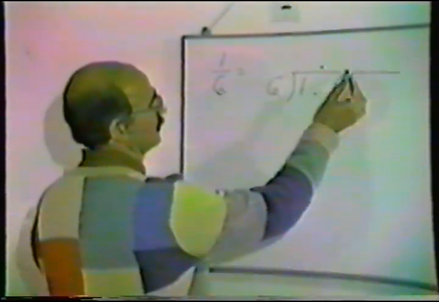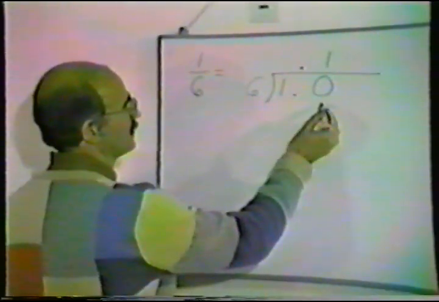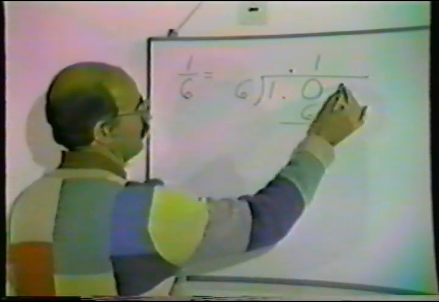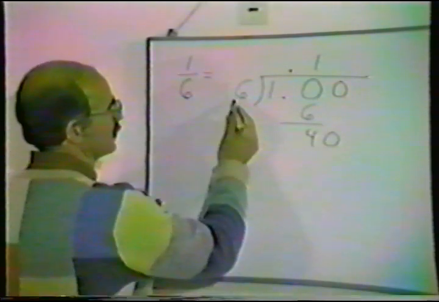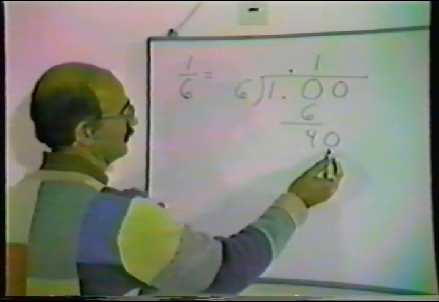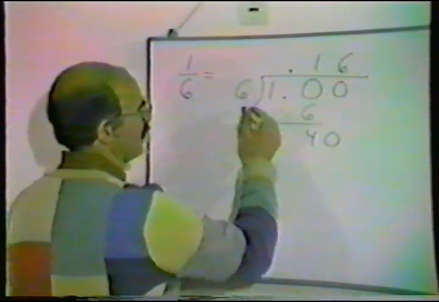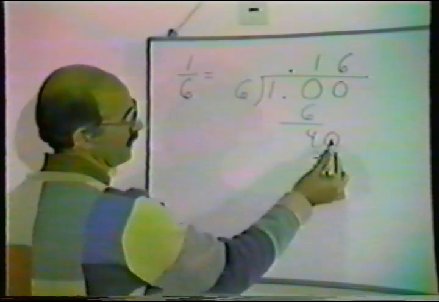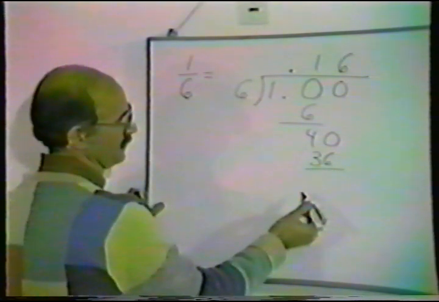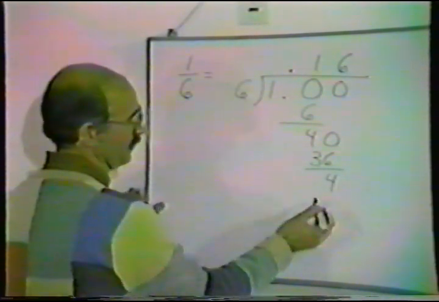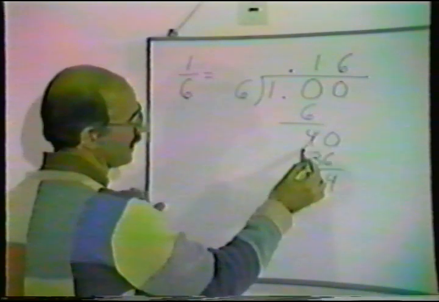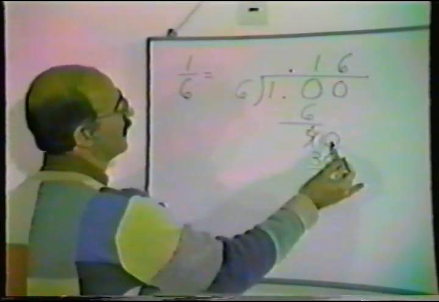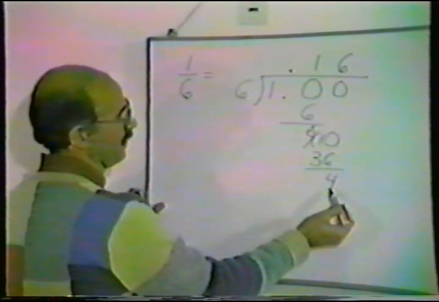6 into 10. 1, 1 times 6. 6, 10 take away 6. 4. Bring down a 0. 6 into 40. 6, 6 times 6. 36, 40 take away 36. 4. You can do it that way, or you can say the 4 becomes a 3 to make the 0 a 10, and 10 take away 6 is 4.